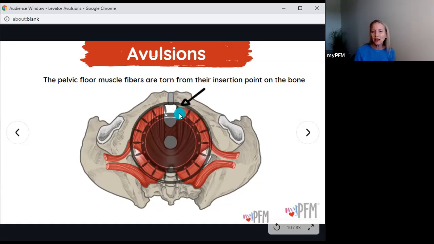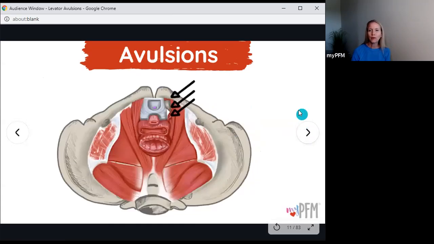There's been a question about, can the pelvic floor muscles, do they ever tear mid muscle belly? I don't have any data on that. The only data that I have seen is where the pelvic floor muscles are tearing from the bony insertion point there on one side or the other. And we'll talk more about that. Okay, so this is what a levator avulsion might look like there. So you see where the muscle is actually torn from the bone.